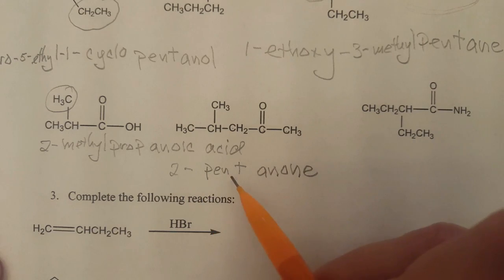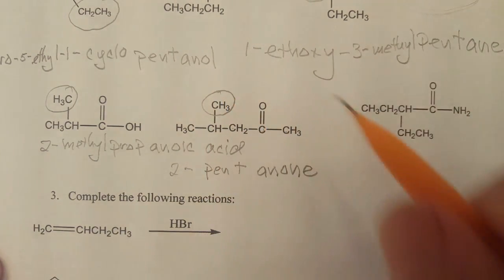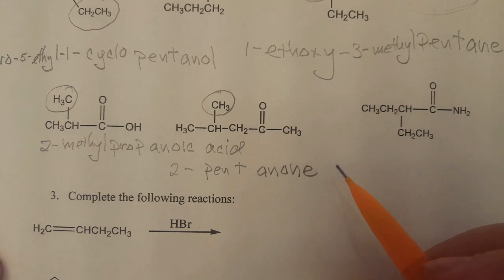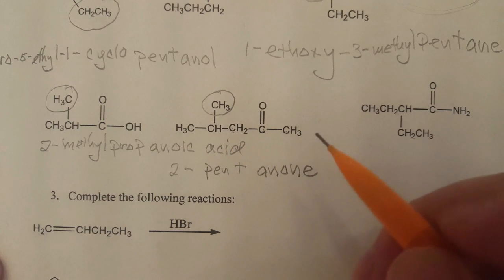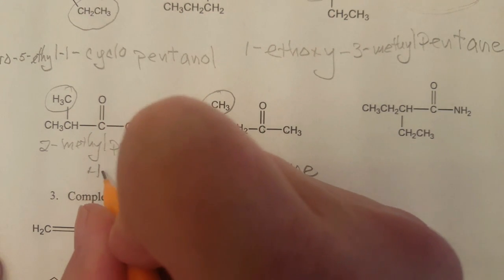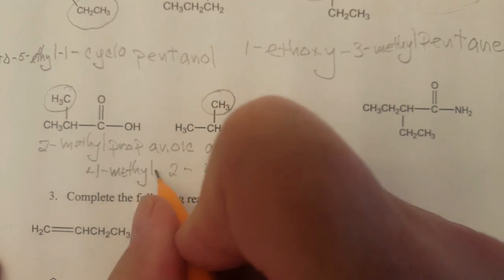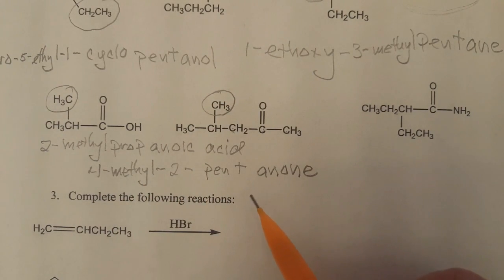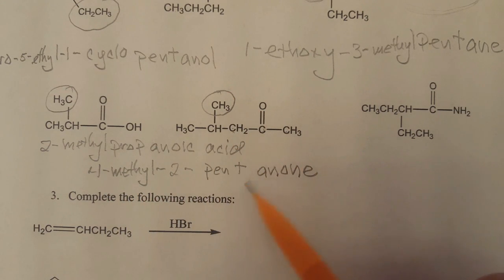So this is 2-pentanone. Now we have to finally name this. It's a methyl substituent group. In this direction, it's on carbon 1, 2, 3, 4. So this is going to be 4-methyl 2-pentanone.